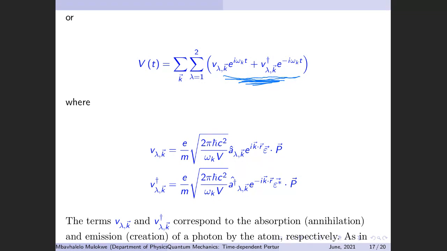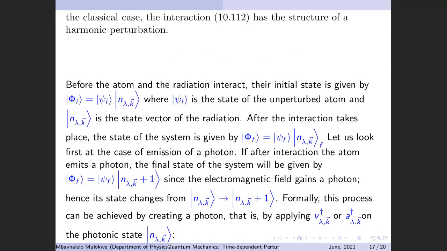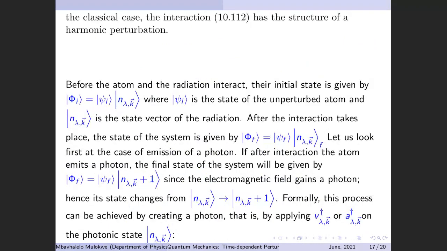Then you can read off what these operators, v and v dagger, were. And once you have those operators, you are done, because, as I keep saying, we actually computed the transition probabilities for the general potential of that form. So you just go back to that expression, and you plug them there.